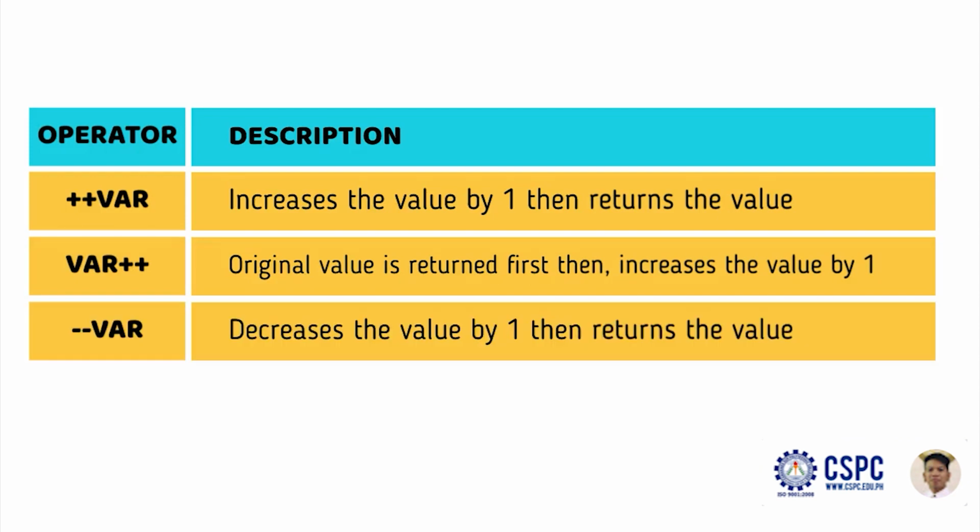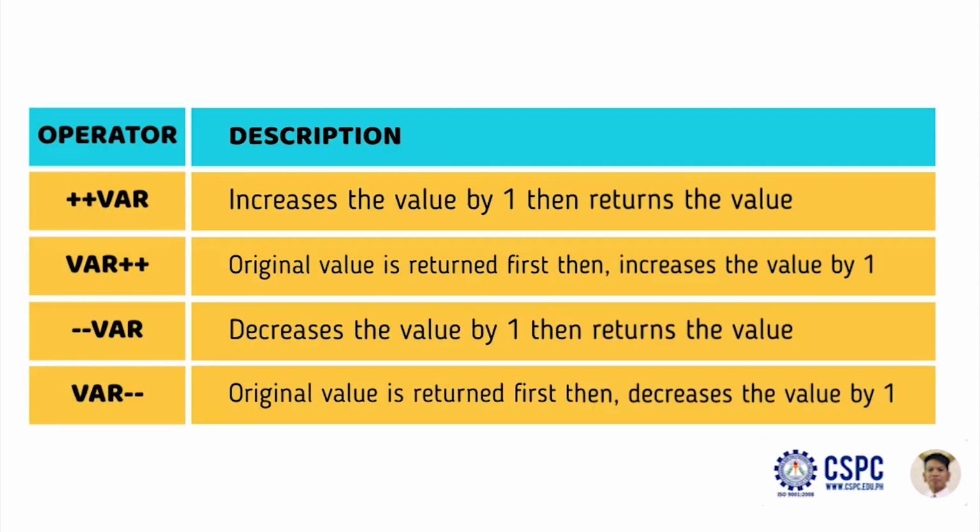First, we have the increment plus used as a prefix. This increases the value by 1 then returns the value. When the increment plus operator is used as a suffix, the original value is returned first then increases the value by 1.